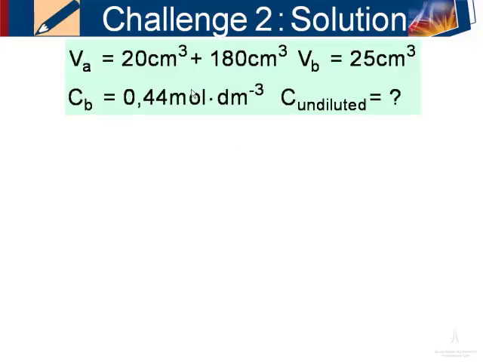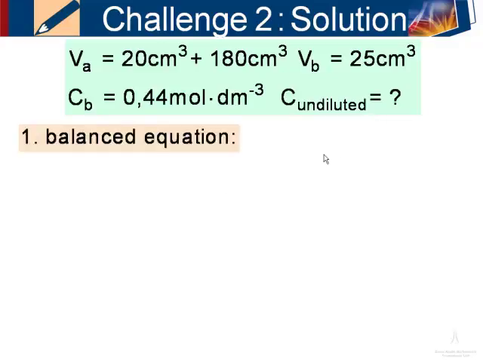Here is the solution to the previous question. First of all, we must write down what you are given. The volume of the acid is 20 plus 180, so the volume of the acid is 200 cubic centimeters. The volume of the base is 25 cubic centimeters. The concentration of the base is 0.44 mole per cubic decimeter. We are then asked to calculate the concentration of the undiluted acid.